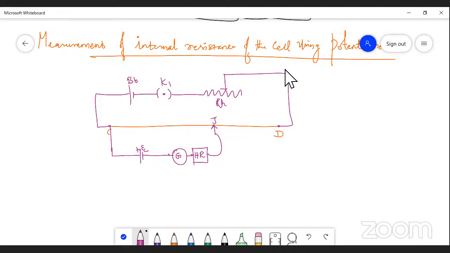But if you leave this cell of EMF E like this, then the circuit will behave as an open circuit, and we can complete the circuit once again. A resistance box is the one in which you can vary the value of resistance by rotating the knob provided to the resistance box. So R is the resistance box, and another key, let me say K2, is connected.